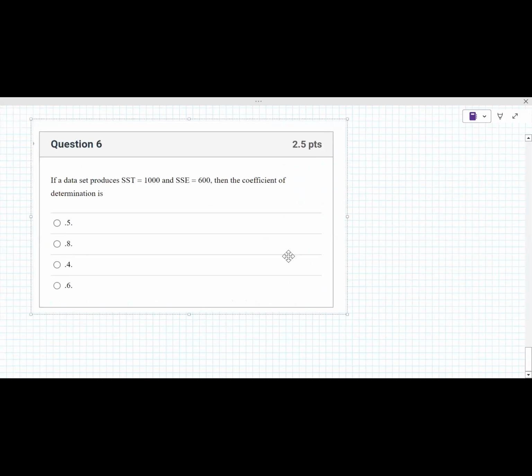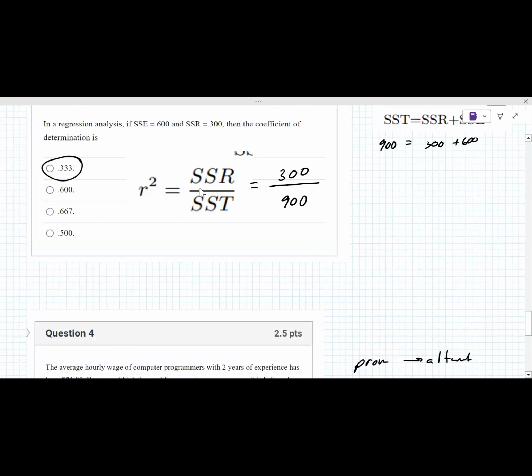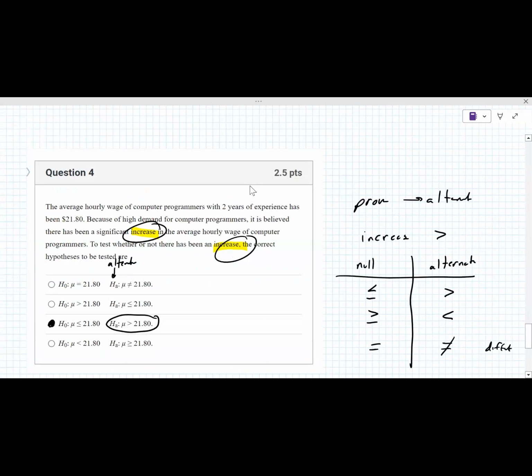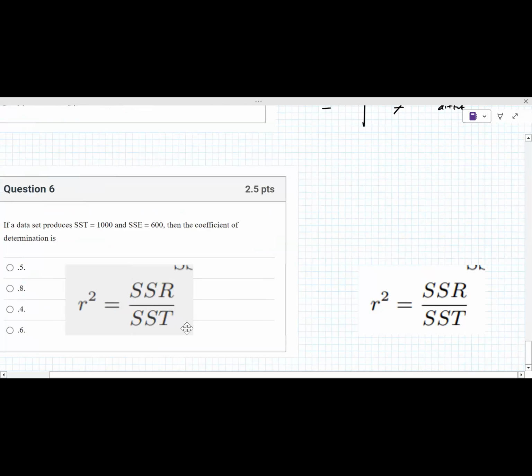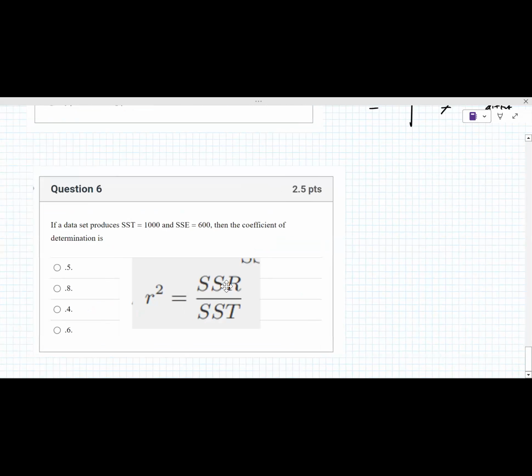In a data set, if a data set produces SST equals 1,000 and SSE equals 600, then the coefficient of determination is. So again, you need those formulas we had from the earlier problem here. You need to know that the regression coefficient of determination R squared is sum of squares regression over sum of squares total. So this time you have the bottom is 1,000, okay?